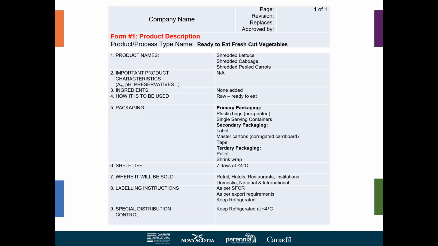So it's important for you folks to go to the labeling standards for fresh fruit and vegetables and ensure that you are meeting all requirements.